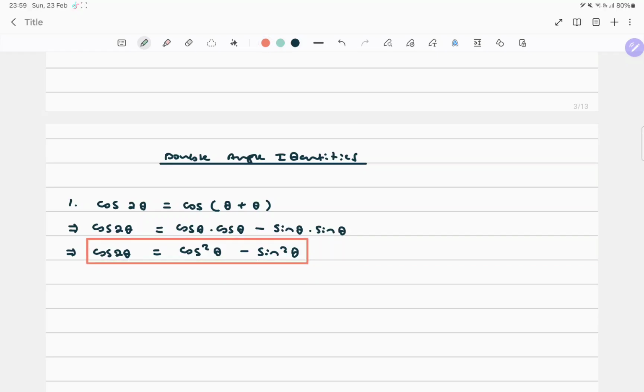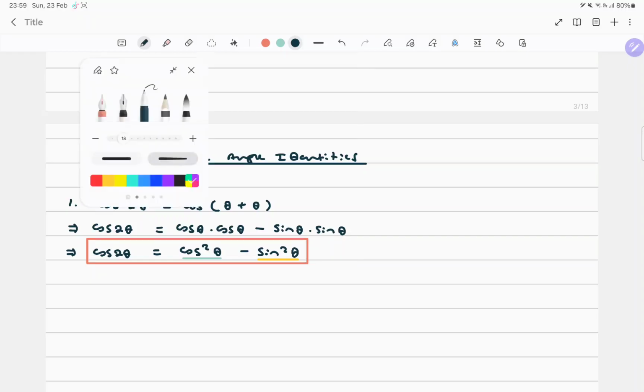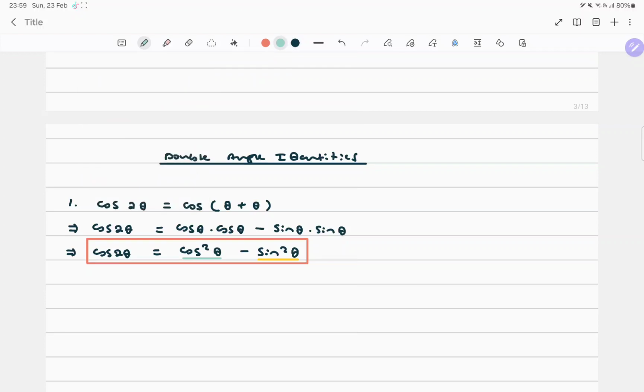But using our square identities, we can change cos to sine, and we can change sine to cos, depending on what we are trying to achieve. All right? So at some point, when we change cos to sine, what do we get? We will get 1 minus sine squared theta, using our compound angle identities, which is going to be 1 minus 2 sine squared theta.